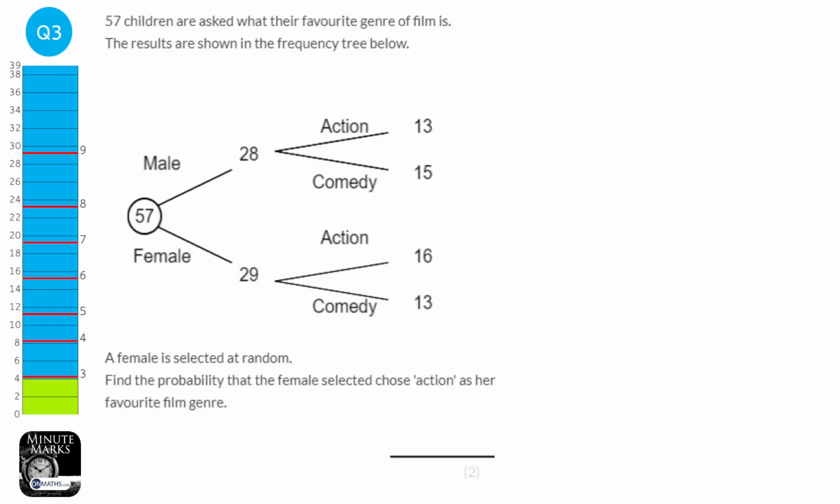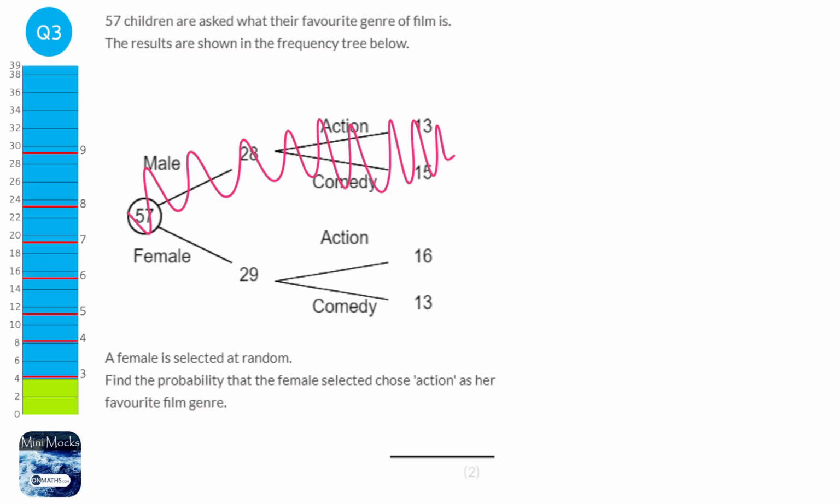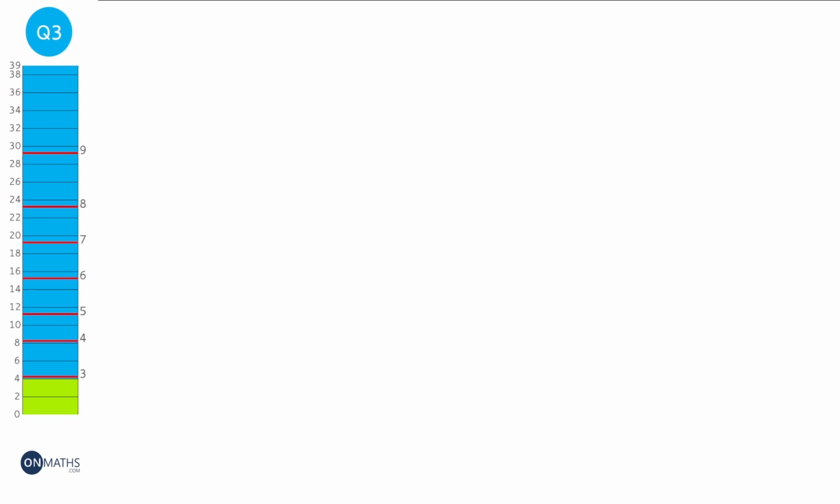The important thing to realise in this question is that we know a female has been selected, so we can just basically get rid of all of this part of the frequency tree because it's not relevant. So there's 29 females altogether, and we're looking for the probability that the female chosen at random picked action. So it's just simply 16 over 29.